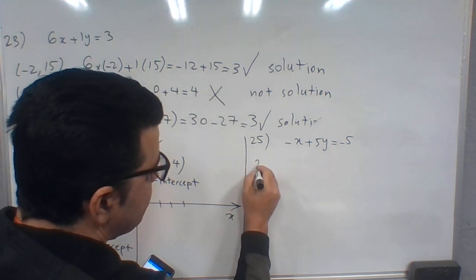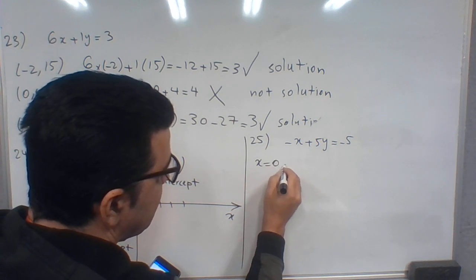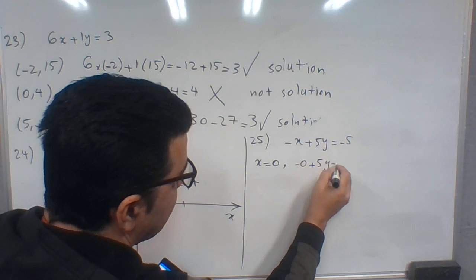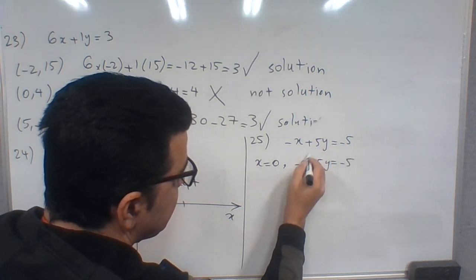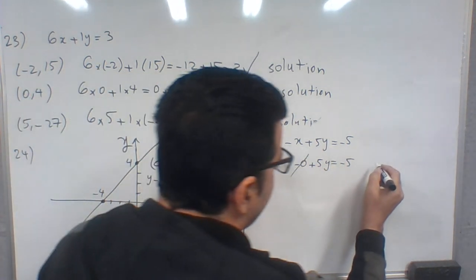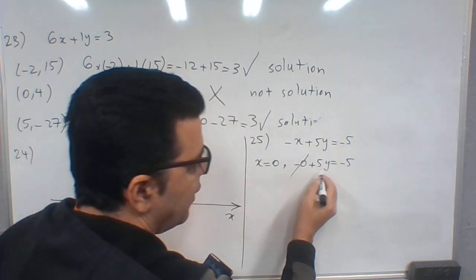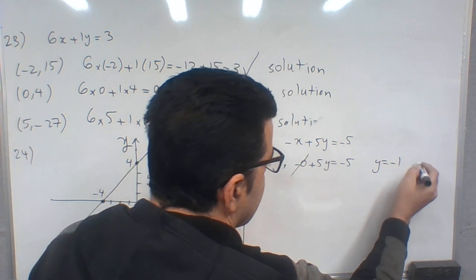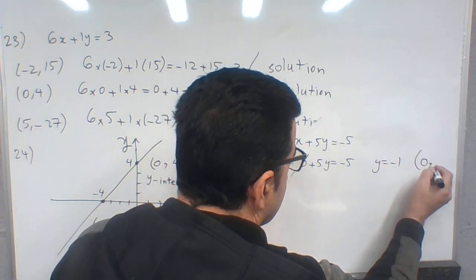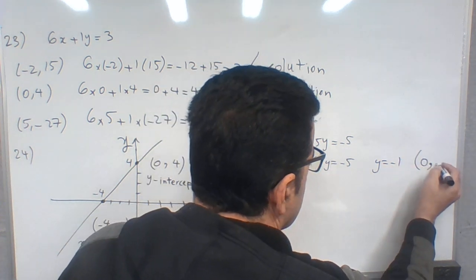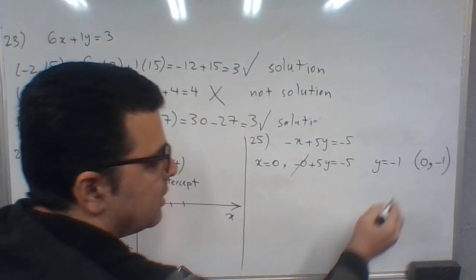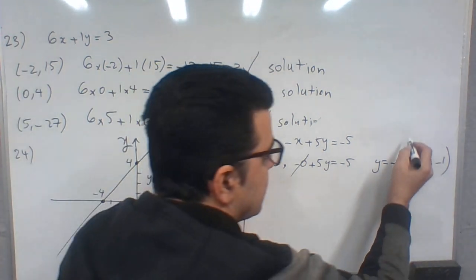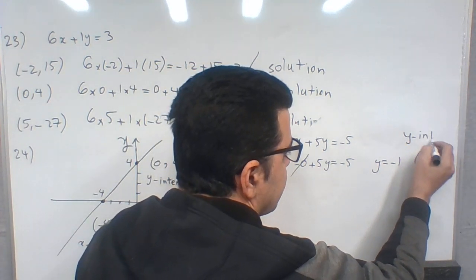So if x is 0, then we will have negative 0 plus 5y equals negative 5. So this is just 0. So 5y equals negative 5, divided by 5. So y equals negative 1. So 0 and negative 1. This is no left or right, so it is on the y-axis. So this is the y-intercept.